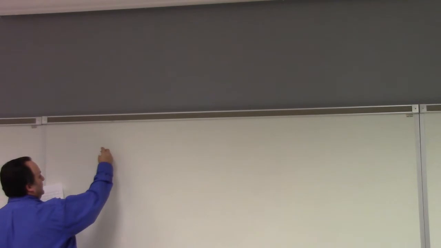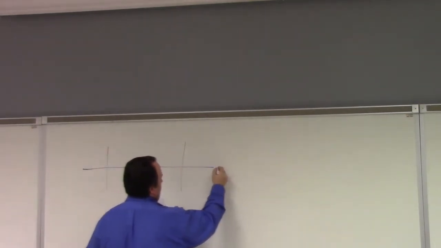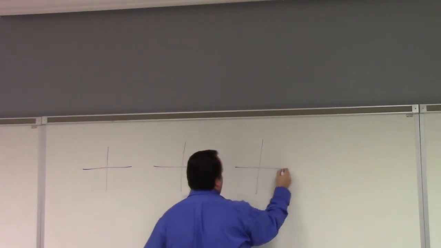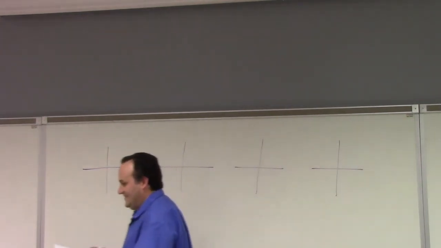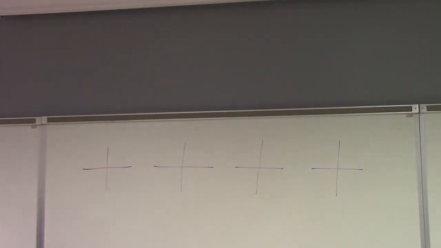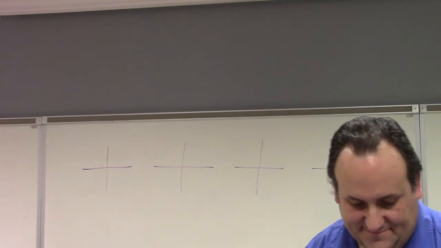So let's go through example 1. I'm going to make 4 graphs here. Those are supposed to be straight lines. I'm not doing too well here at the moment. So example 1 says graph what?